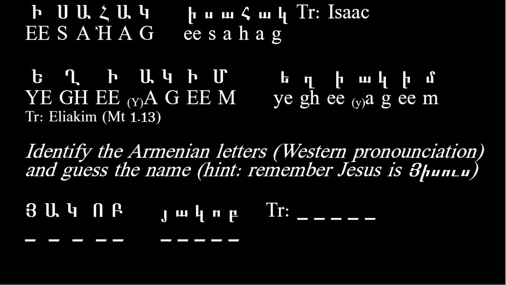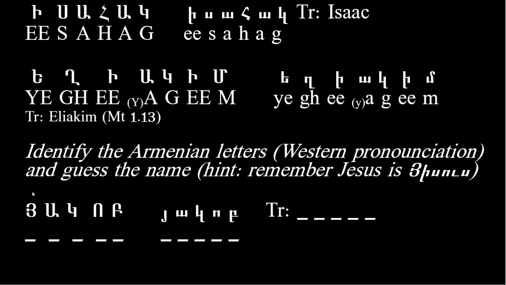Here we have the name Isahag, which translates to Isaac. Here we have the name Yeriagim, which translates to Eliakim, from Gospel of Matthew, chapter 1, verse 13. So let's identify the Armenian letters using Western pronunciation and guess this name. Okay, one hint. Remember, Jesus in Armenian is Jesus. Also, notice the discrepancy between the K sound, whereas in Armenian we use a G sound, specifically in Western Armenian.